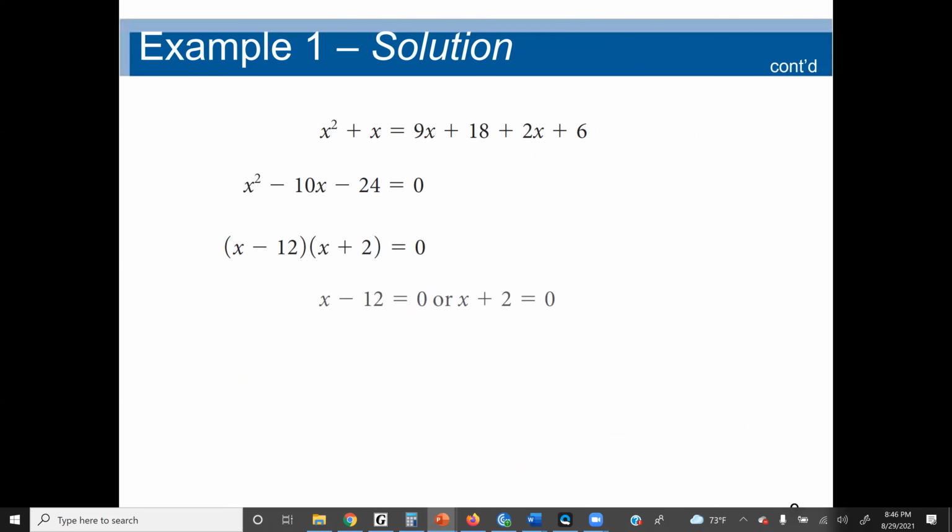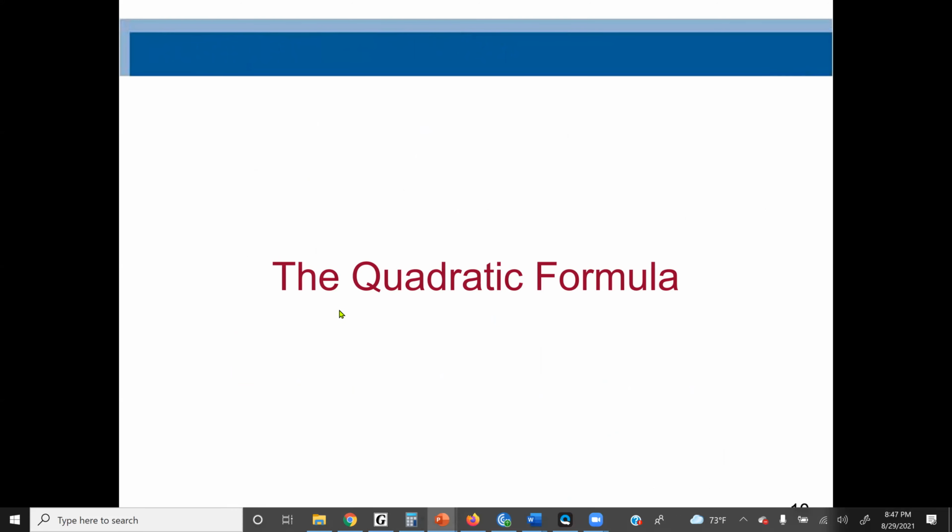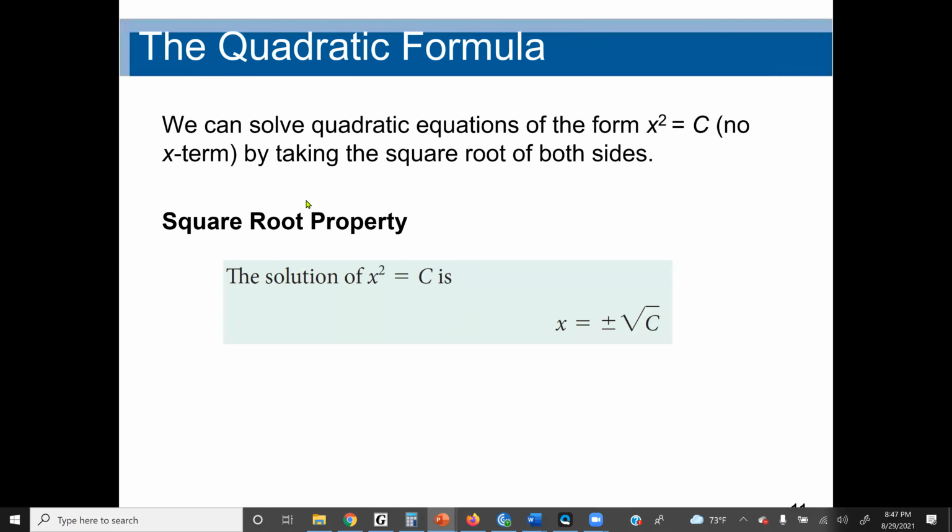So now we have two more examples here solving the quadratic equation using factoring. Now let's use the formula. So the quadratic formula, here we say we can solve quadratic equations of the form x squared equal to c by taking the square root of both sides. So if my quadratic equation is only x squared equal to any constant value, then I'll take the square root of the constant value and that will give me the x solution. So it will be plus or minus square root of c. C can be any constant value.